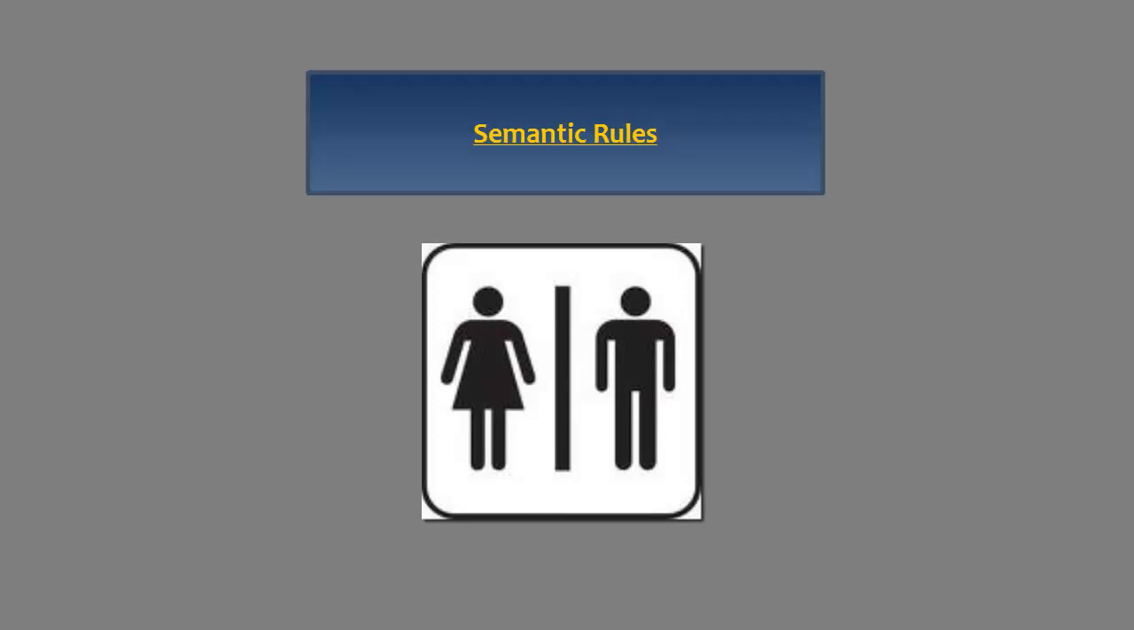Semantic rules also apply when we look at day-to-day symbols. We all understand that the figure with the dress is for the ladies' bathroom, and the other is for the men's. If someone were to assign different meanings to each symbol, semantic misunderstandings would occur.